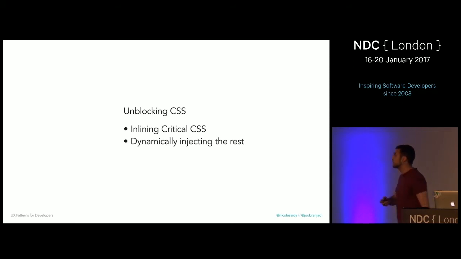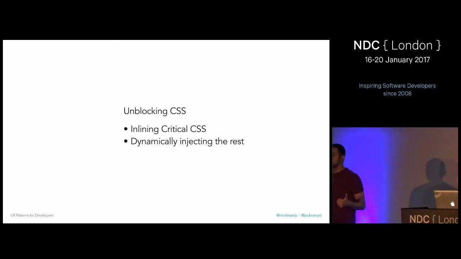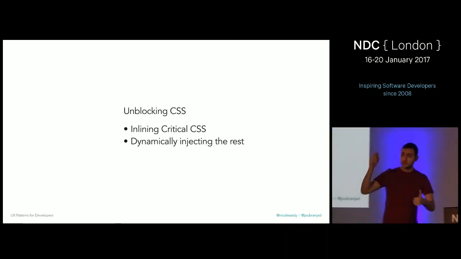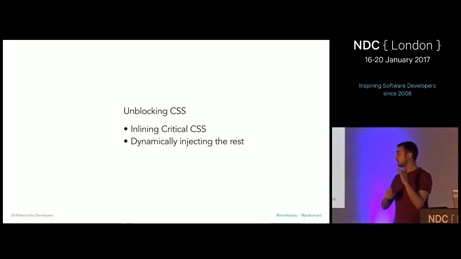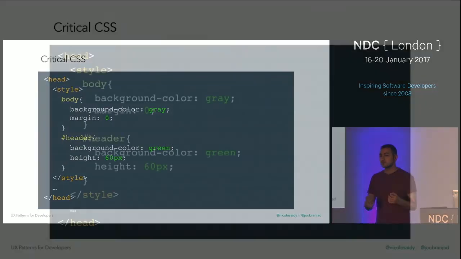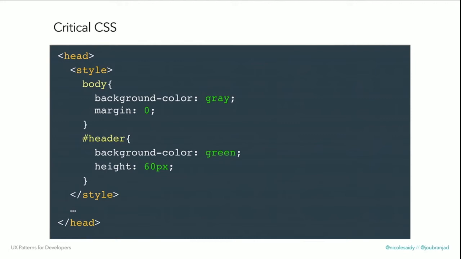So we're going to unblock rendering for CSS by, first of all, inlining critical CSS. Has anyone done this before? So we inline critical CSS in the head, and then for the rest of the CSS, we dynamically inject it at the end. What do I mean by critical CSS? Well, just the basic styles that you would require as soon as possible, the things that you want to load or paint as soon as possible. So in this example, I'm just changing the background color of the body, removing the margin, and changing the background color of the header.